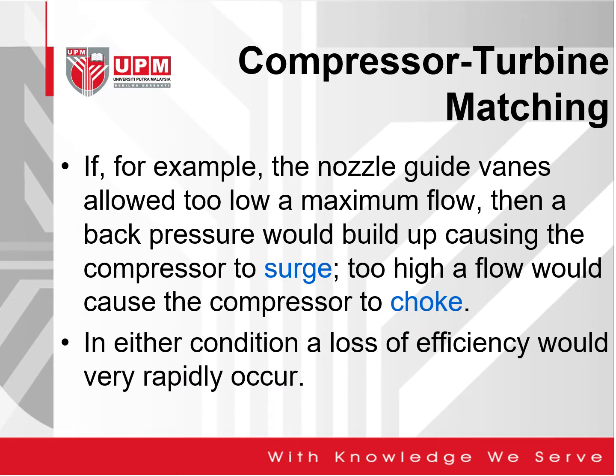If, for example, the nozzle guide vanes allow too low a maximum flow, then a back pressure would build up, causing the compressor to surge. Too high a flow would cause the compressor to choke. So these two situations have to be controlled. In either condition, a loss of efficiency would very rapidly occur.